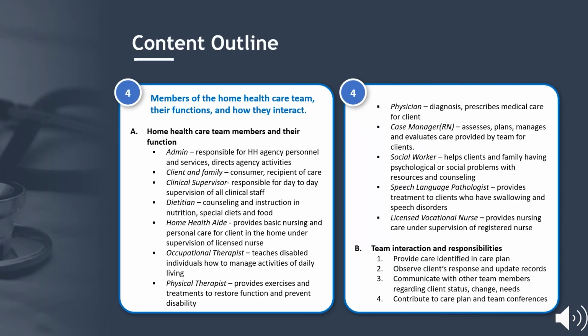Members of the home health care team, their functions, and how they interact. Home health care team members and their functions. Admin, responsible for HH agency personnel and services, directs agency activities. Client and family. Consumer, recipient of care. Clinical supervisor, responsible for day-to-day supervision of all clinical staff. Dietitian, counseling and instruction in nutrition, special diets, and foods. Home health aide, provides basic nursing and personal care for client in the home under supervision of licensed nurse.